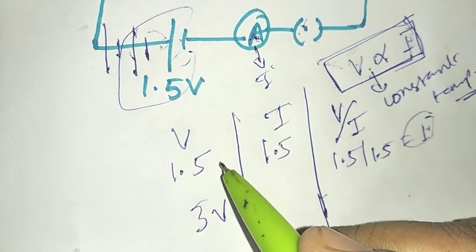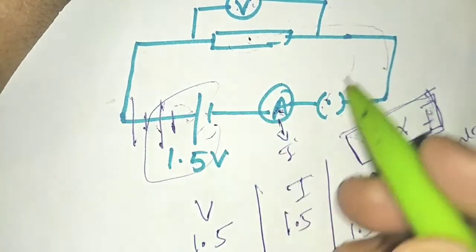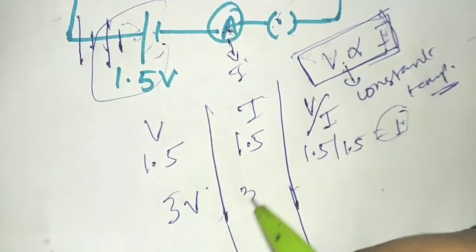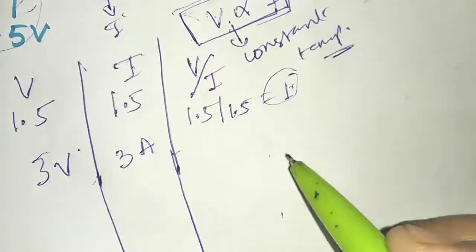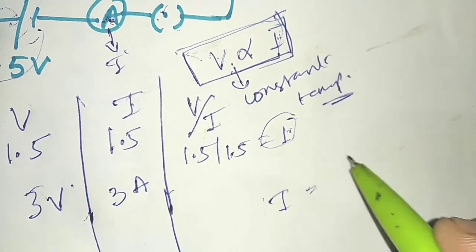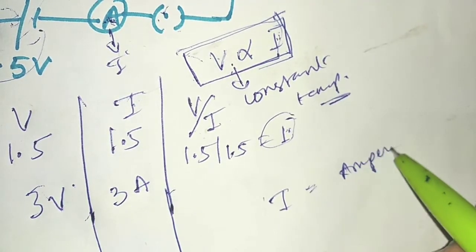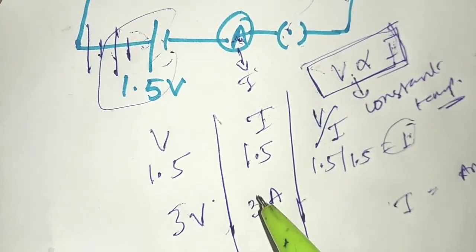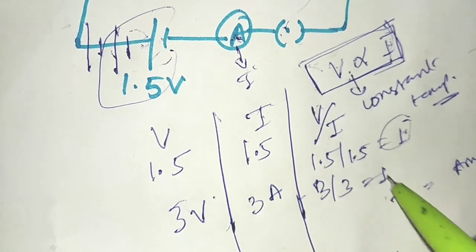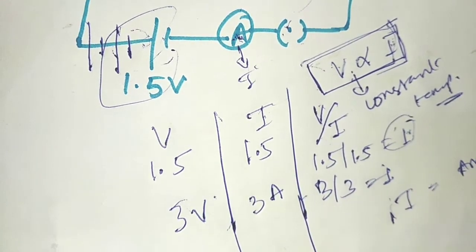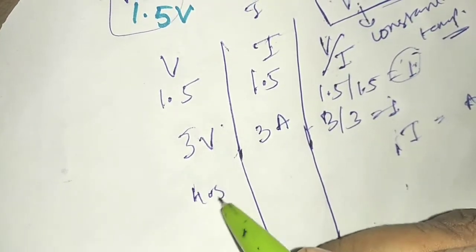So it will become 3 volt now. Again, for this 3 volt, let us say I am getting the current as 3 ampere. The current I is measured in amperes. Just keep in mind, I think I didn't tell you here. When I divide 3 by 3, that is V by I, I am getting the ratio as 1 here. That means I will be getting the ratio as 1 throughout my experiment.